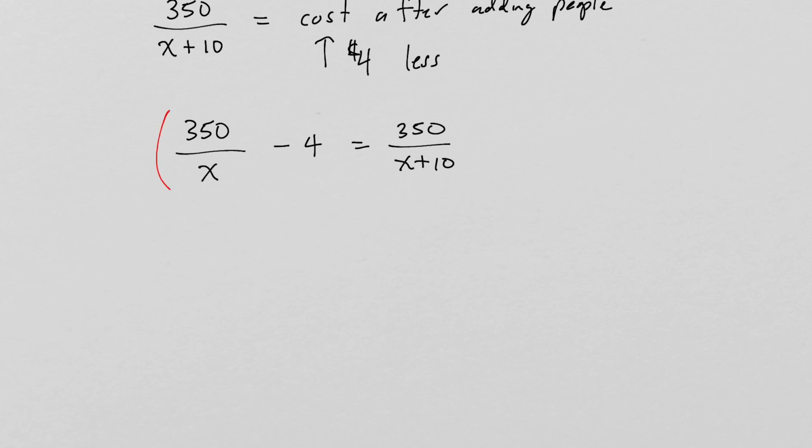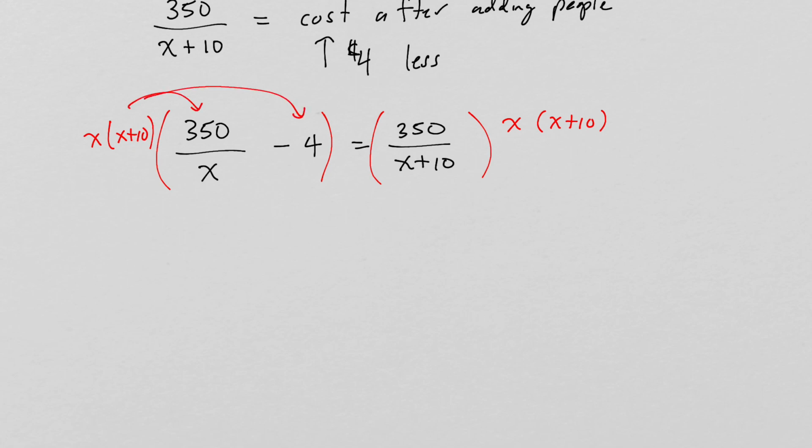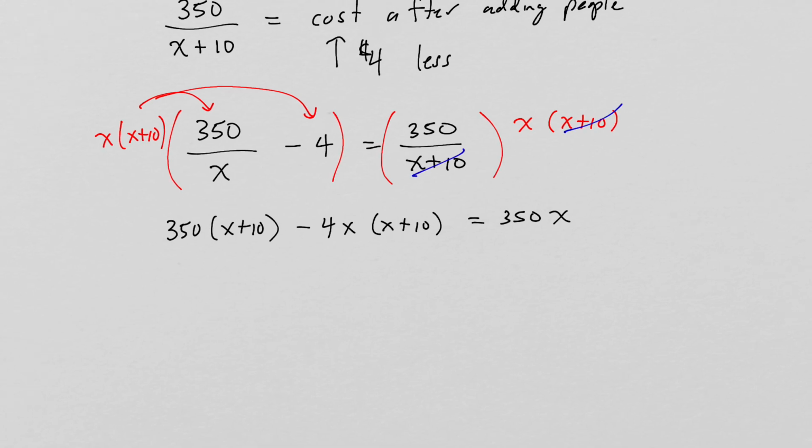To solve this equation, I'm going to multiply both sides by the least common denominator, which is x times x plus 10. When we multiply this out, we end up getting 350 times x plus 10 minus 4 times x plus 10 is equal to 350 times x. On this side, we get simple cancellation. On the left-hand side, we talked about how to multiply that out earlier.